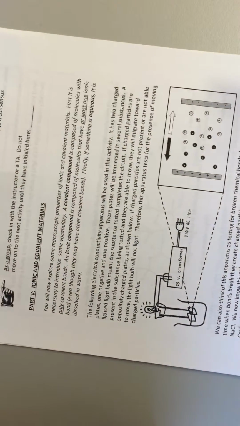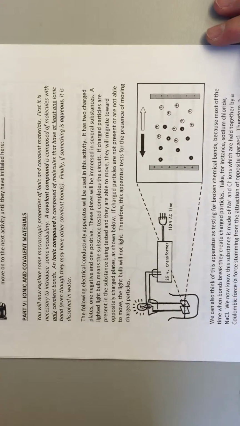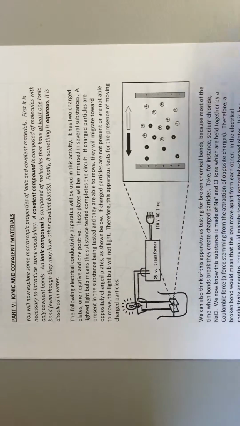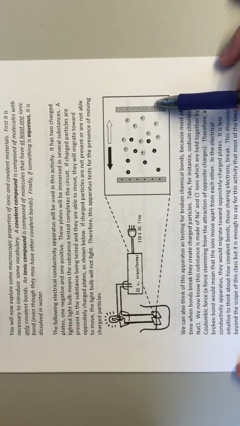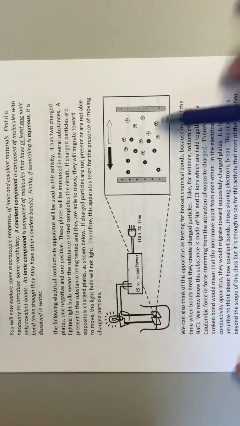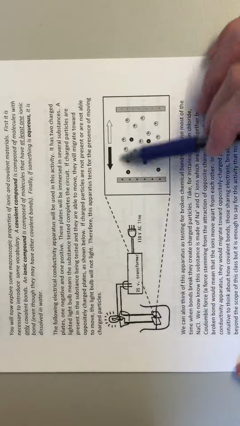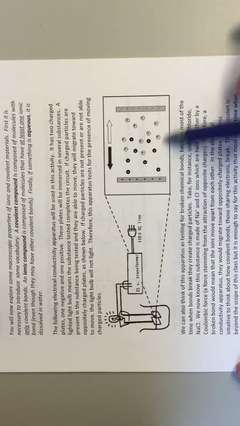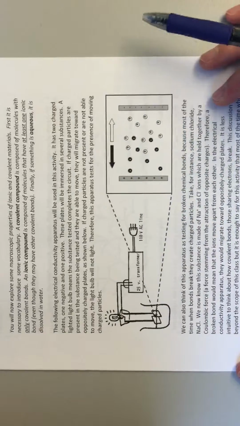All right. The last thing we're going to be talking about in this video is ionic and covalent materials. And this page here is sort of setting up your experiment. And this picture here is telling us for the charge to flow, right, for this light bulb to turn on, we need to have ions, positively charged particles, negatively charged particles, in the solution that can move around. If this is the case, the light bulb will go on.